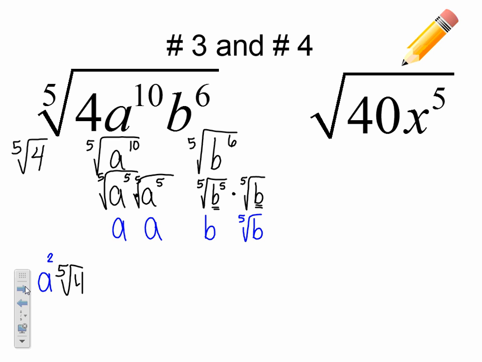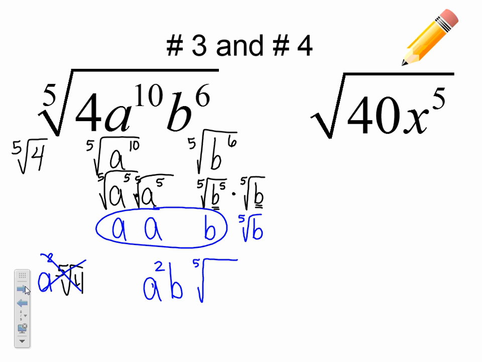So my a's and my b's look like this. So far, I have these things all on the outside, so an a squared and a b. I'm just going to rewrite my answer over here. A squared and a b on the outside. And then on the inside of that little fifth root sign, I still have the 4 that we couldn't do anything with from over here, and the leftover b right here. So here's my final simplified answer for number 3 right there.